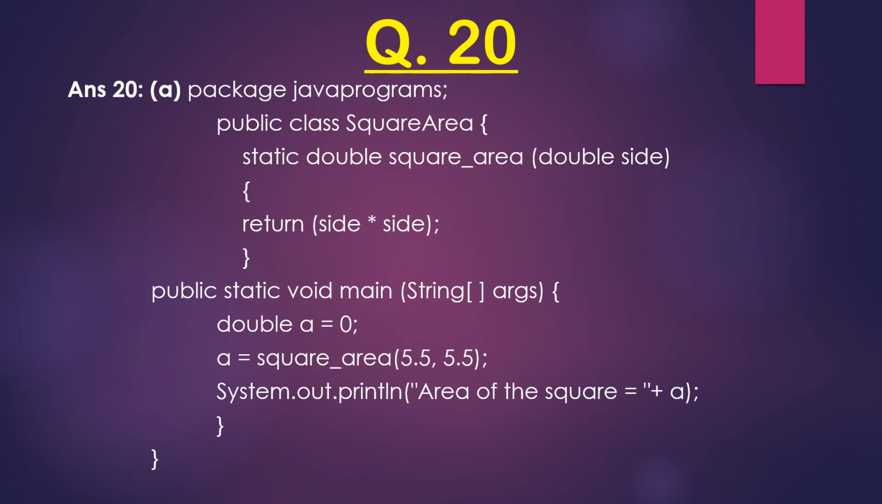Here is answer 20. It has two parts, A and B. In part A, we are asked to write a program for calculating the area of a square. First of all, I have written a method for it, and then I have written another method to call the above method. So this was the program.